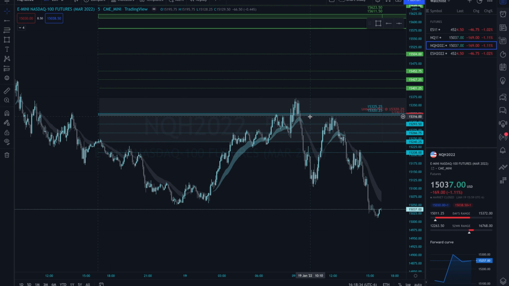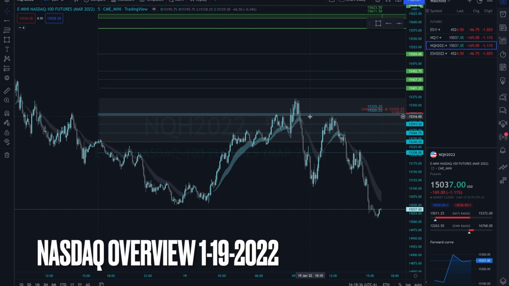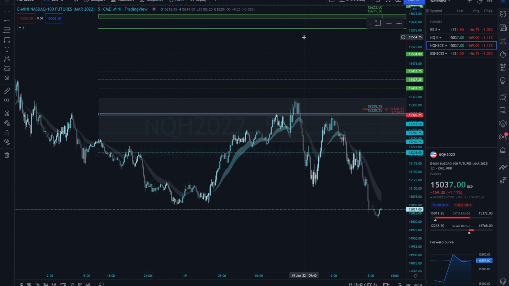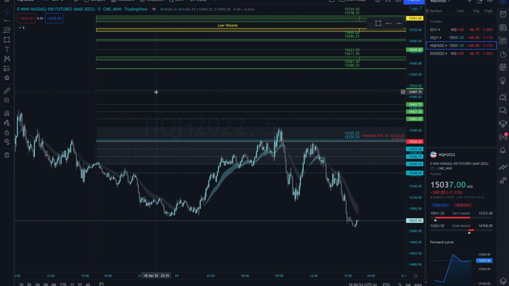So today we're going to talk about the Nasdaq E-mini intraday session. This is going to be for 1/19/2022. The first thing that I want to talk about are these boxes and these lines right here, these dotted lines. There's also this gray kind of shaded area, which is also a box.